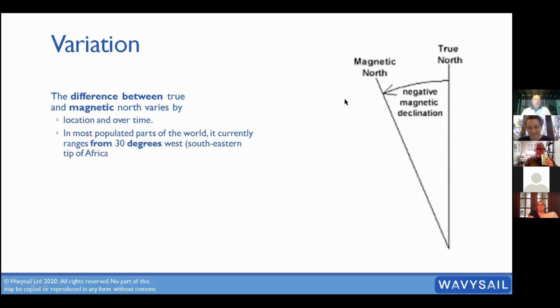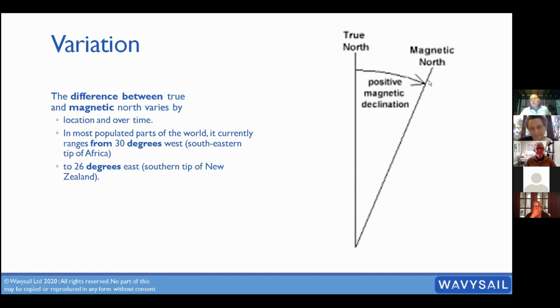Okay. In most populated parts of the world, it currently ranges from about 30 degrees west, so where I am at the moment, to 26 to 30 degrees just off the southern tip of New Zealand. So that goes from one side to the other. So around the world, you've got about a 60-degree difference.